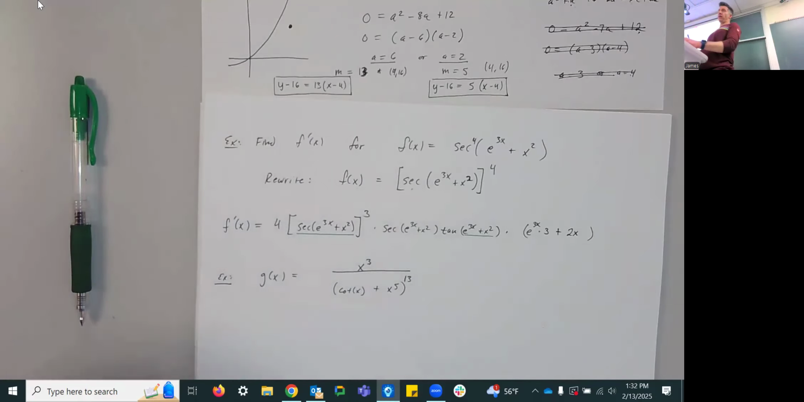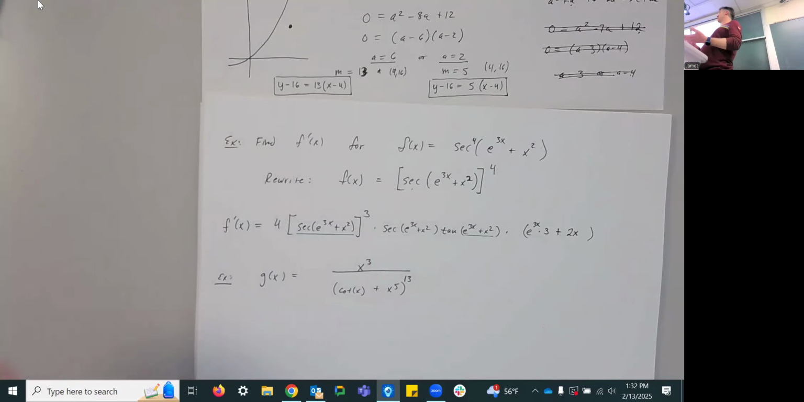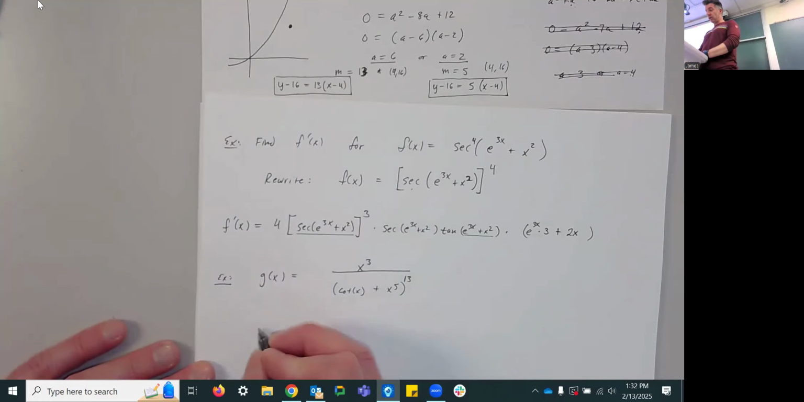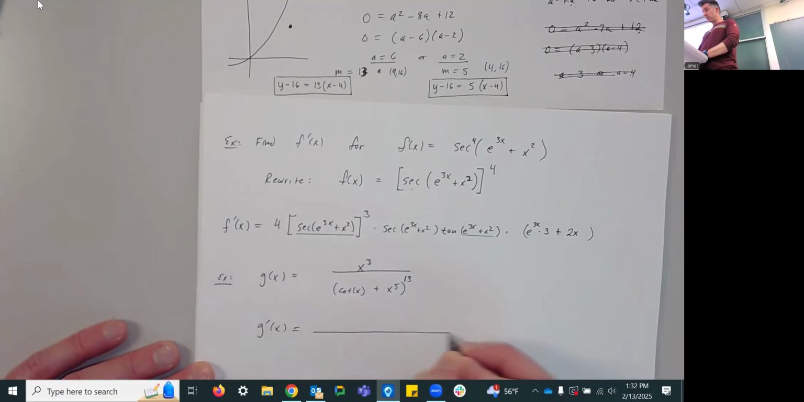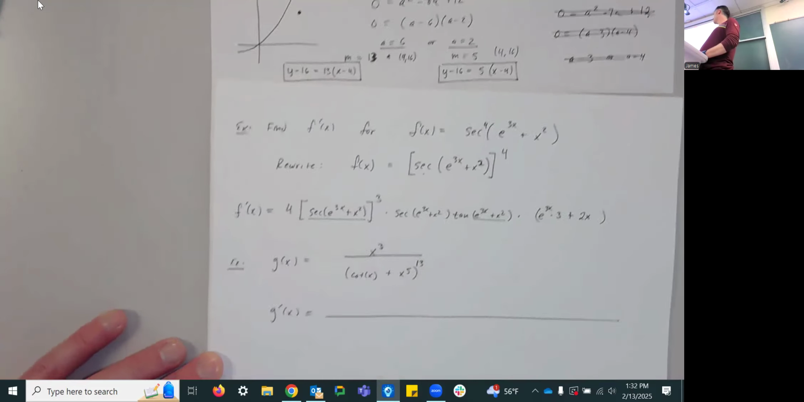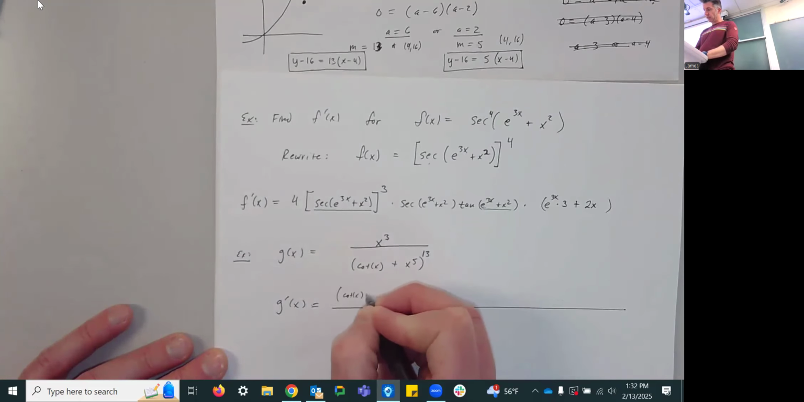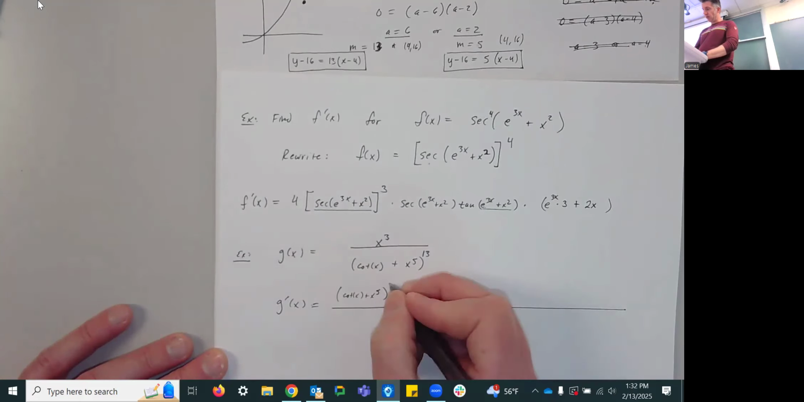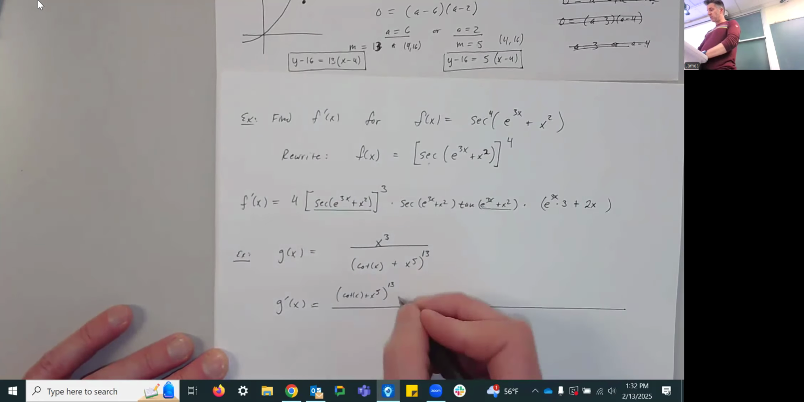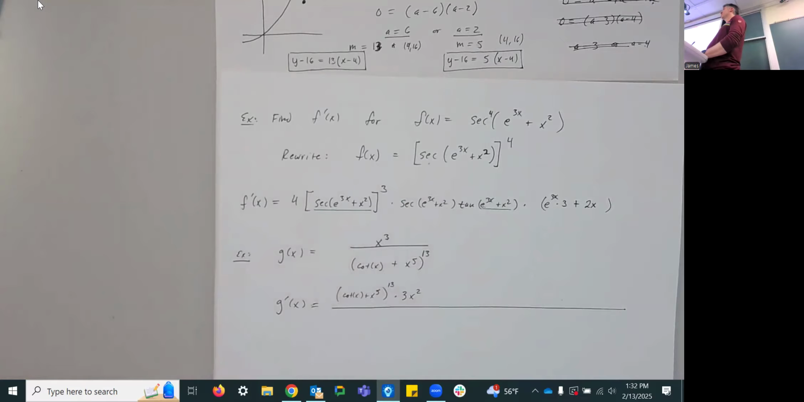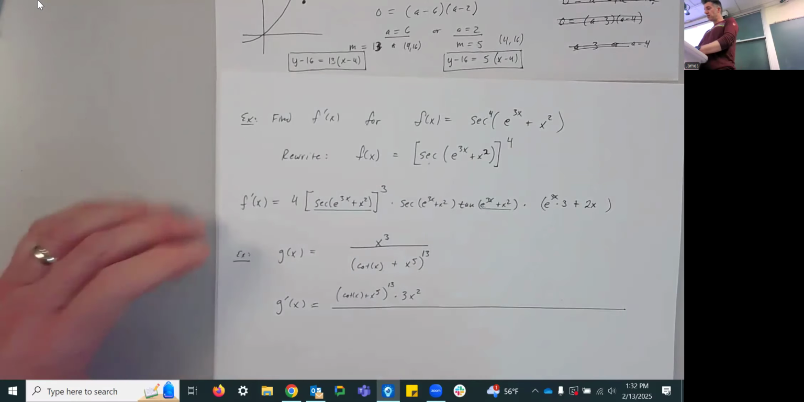So without any kind of guidance, I would probably choose to leave it as is if there wasn't a good reason to change it. So I'm just going to start taking the derivative using the quotient rule. So let's see, it's going to be the bottom, cotangent of x plus x to the 5th, all to the 13th power, times the derivative of the top, 3x squared. Okay, easy so far. Second part's going to be a little less easy.